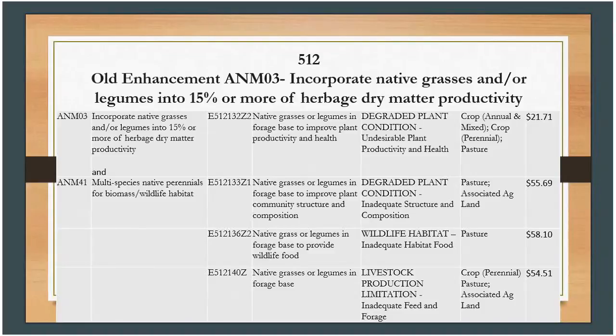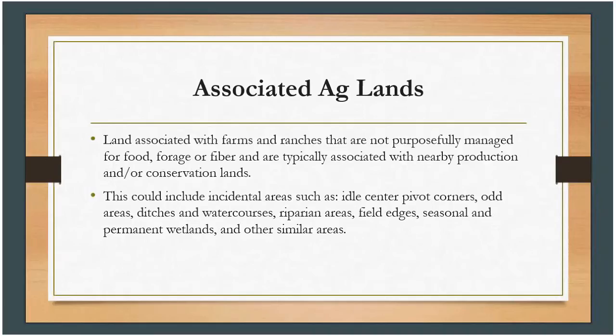The third one there for wildlife applies only to pasture land, but there is this land use of associated ag land that you guys already heard about in the CSP trainings that we had in person. The payment rates for these enhancements are there in the far column, and they range from $21 to $58, and I can't see the last one, but I hope you can.